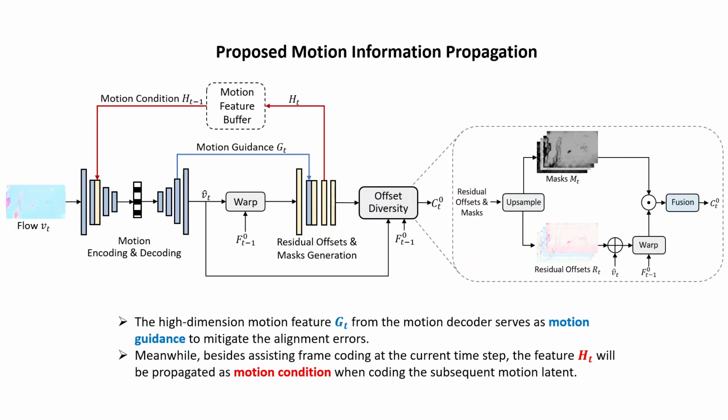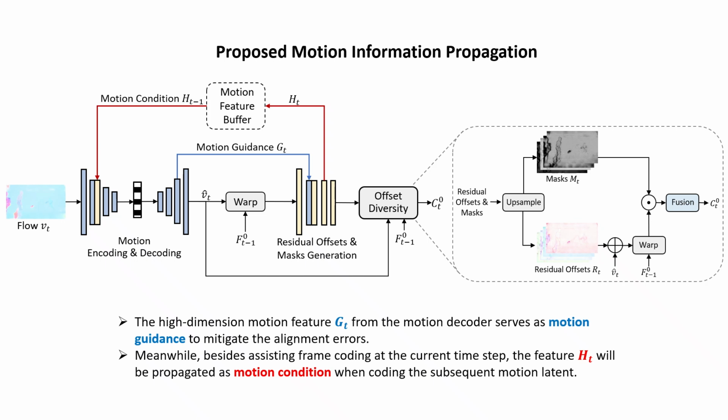This figure illustrates our proposed motion information propagation. Motion encoder and decoder are on the left while a part of the context generation is on the right. The bidirectional interactions are highlighted as the blue arrow and the red arrow. The high-dimension motion feature GT from the motion decoder serves as motion guidance to mitigate the alignment errors. Meanwhile, besides assisting frame coding at the current time step, the feature HT will be propagated as motion condition when coding the subsequent motion latent. With the propagated features, long-range motion information is implicitly utilized.